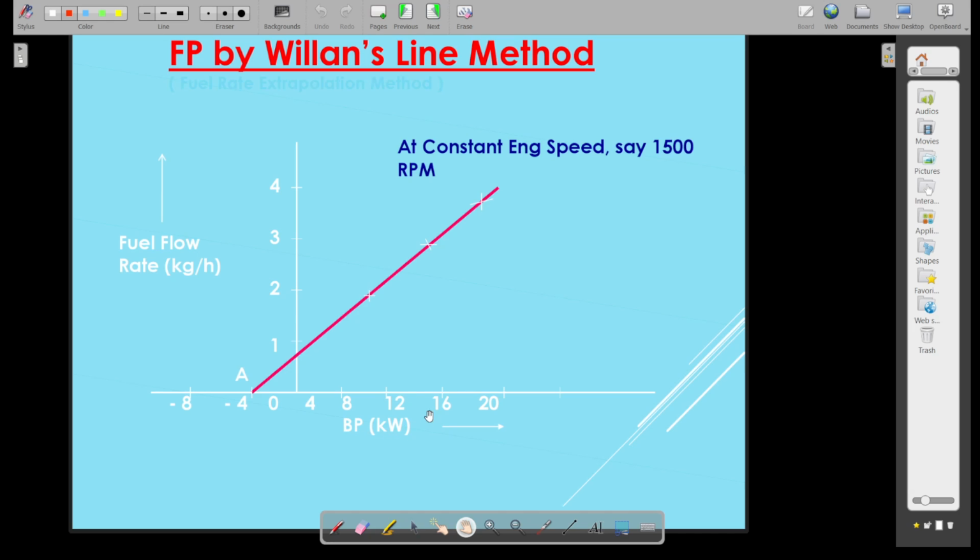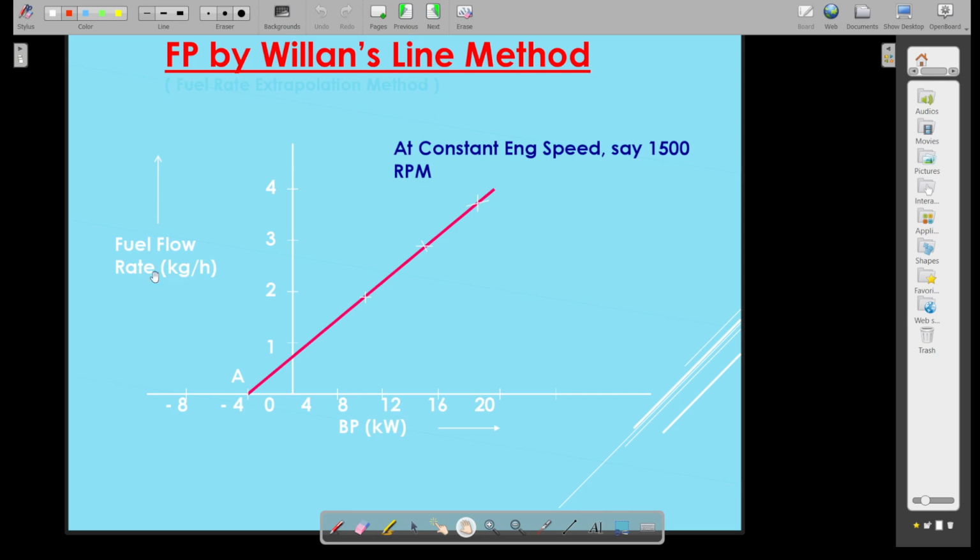So on the x-axis we are plotting the brake power, and on the other axis we have the fuel flow rate in kg per hour. When you draw this graph, we get a number of points over here.